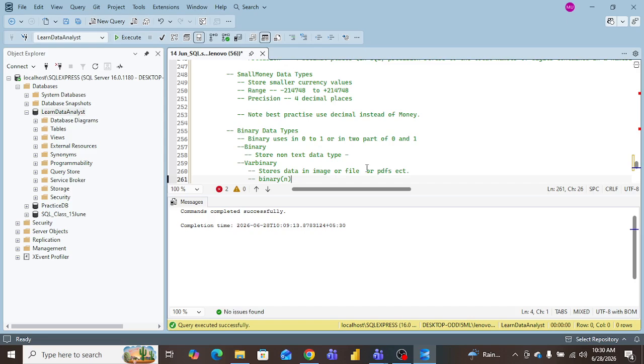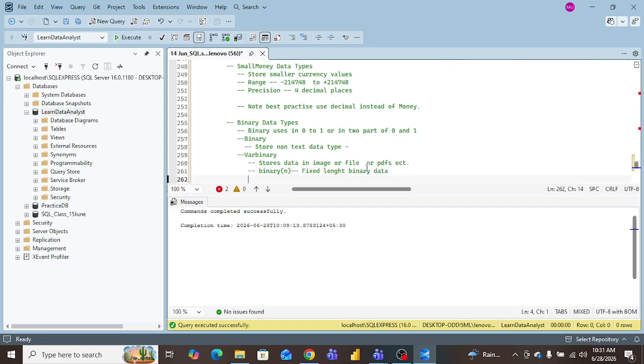We have to check like this. So how can we check? We have to paste here binary, then n means we have to paste here the non-text documents, right? So what does it mean? Fixed length binary data.